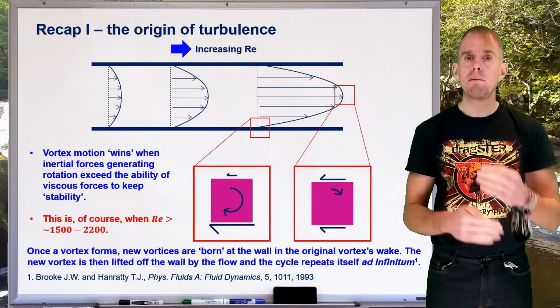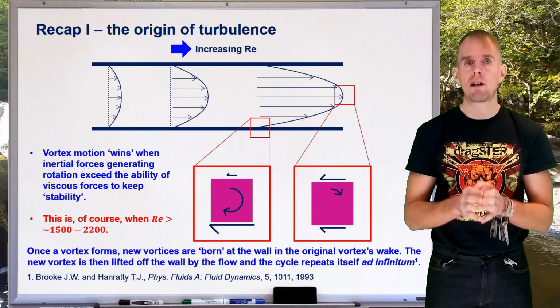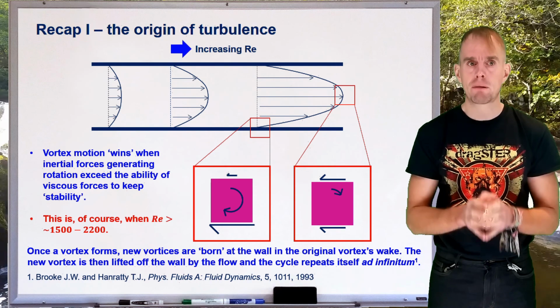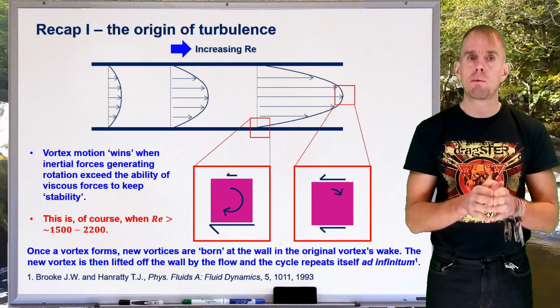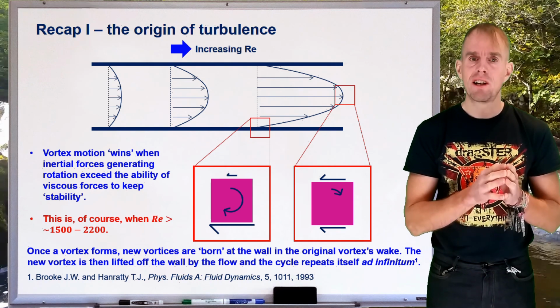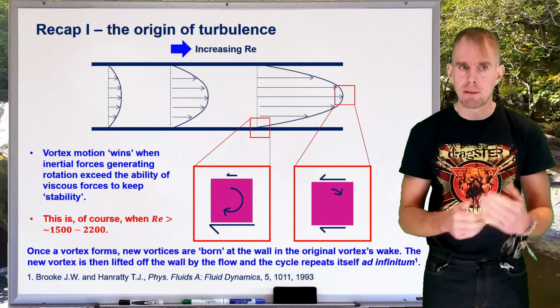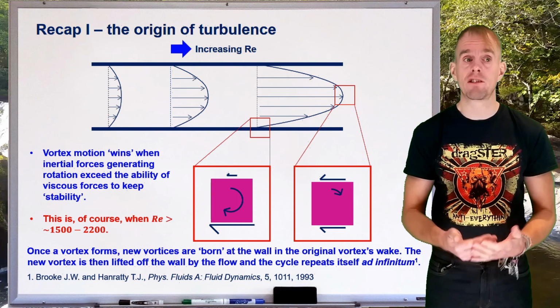So maybe when we think about laminar flows in terms of this inherent property of rotation, and how this property is suppressed by viscosity, but how with sufficient inertia that property wins, we can maybe see relatively naturally in our mental model how turbulence actually starts to happen.